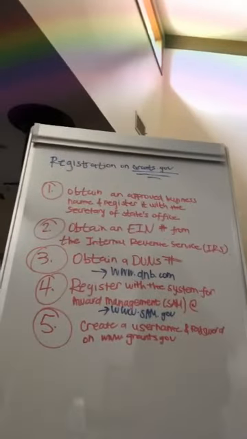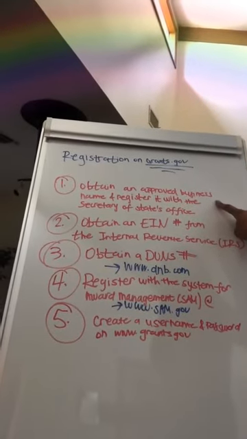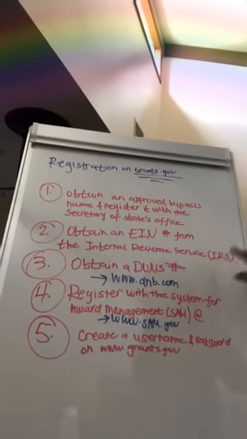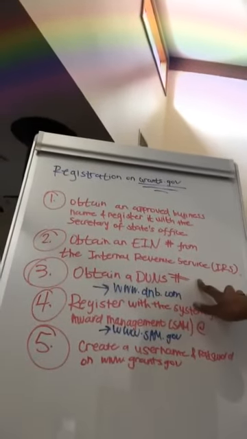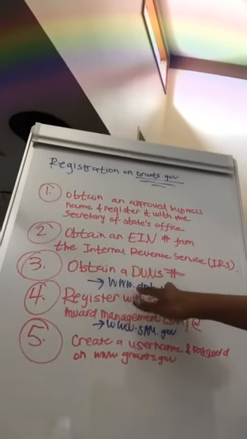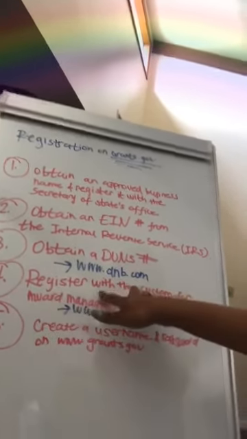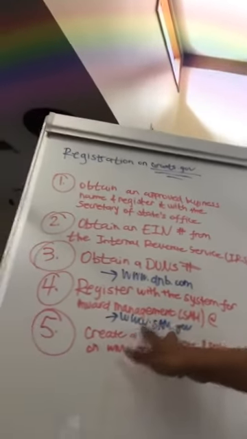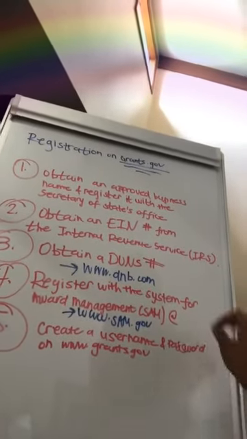Okay. So number 1 is obtain an approved business name and register it with the Secretary of State's office. Number 2 is to obtain an EIN number from the Internal Revenue Service, IRS, for those that don't know. Number 3 is obtain a DUNS number. You'll go to www.dnb.com. Number 4 is register with the System for Award Management, which stands for SAM, at www.sam.gov. And number 5, you're going to create a username and password on www.grants.gov.